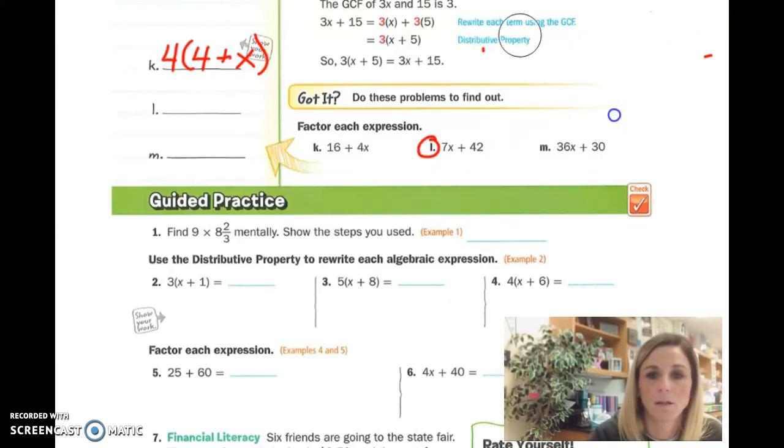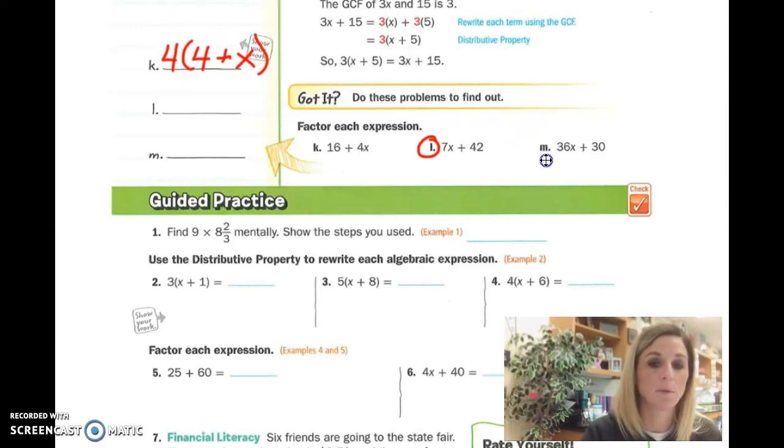Okay, let's do I. Remember, this can be done on the back of your notes. Notes are always a good thing because you have a quiz, so it's always a good thing to look at that. So let's take a look.